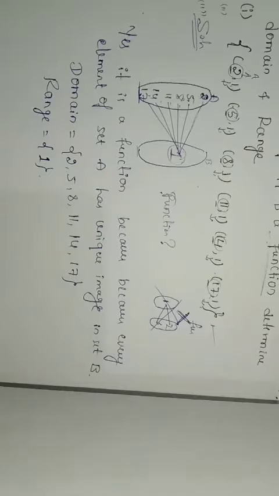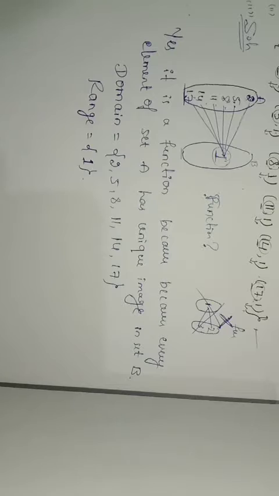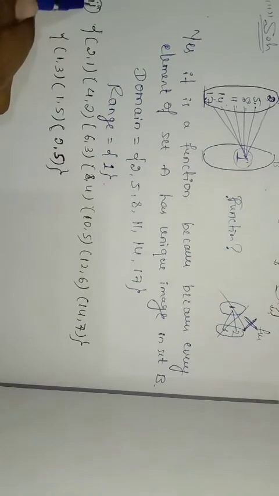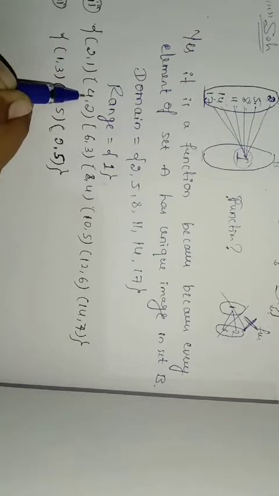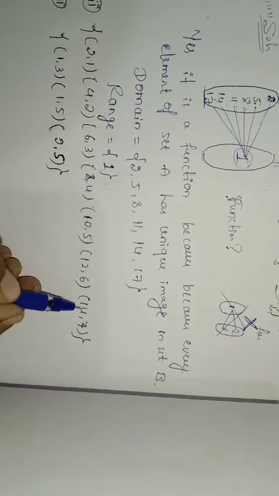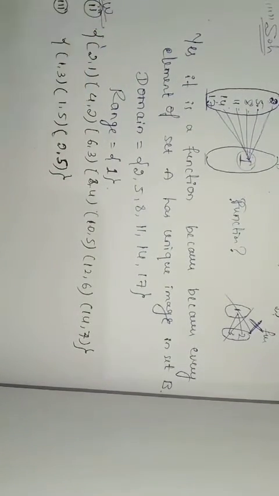Similarly we have the second one and third one. Try the second and third one. Otherwise I will do the third one, and you try the second one. The second one is the ordered pairs (2,1), (4,2), (6,3), (8,4), (10,5), (12,6) and (14,7). This is homework for you.